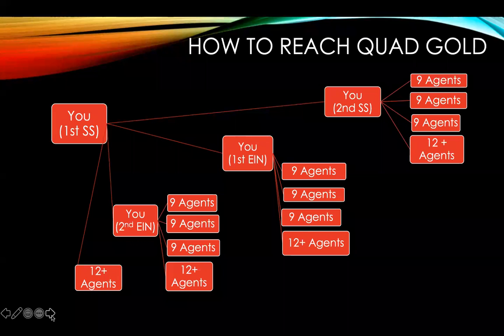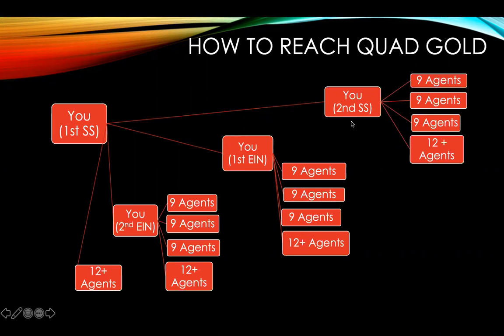Mainly what you want to do is, on your first account, you want to have 15 personal sponsors. So you have your second social as your first personal, you have your first EIN as your second personal, you have your second EIN as your third personal, and then I have 12 plus agents over here. So if you add those, that's 15. At that point, you are Gold qualified, meaning that you have 15 personal agents.